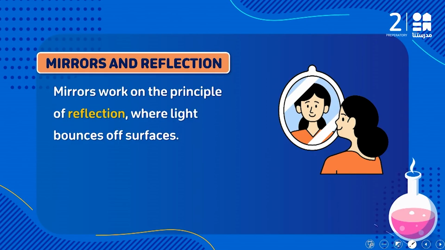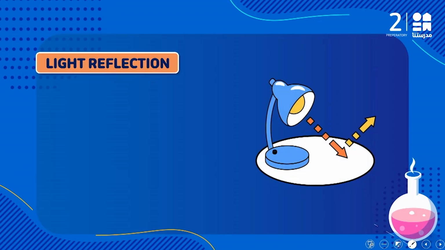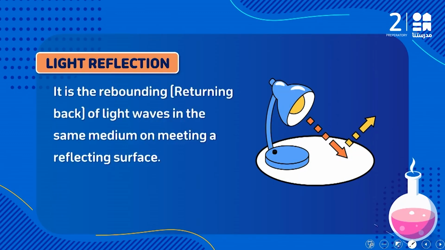So we see our images formed in the mirrors because of light reflection. The light falls on the mirror, then it reflects again to our eyes, so we can see the image. If we wanted to define light reflection, it's rebounding or returning back. You can use the word rebounding, returning back, or bounce back. All of them have the same meaning.